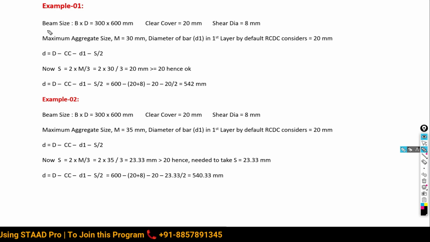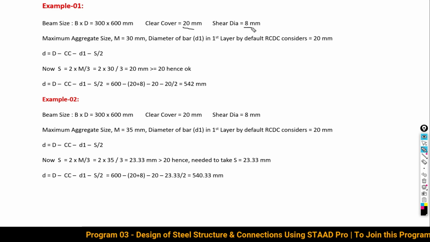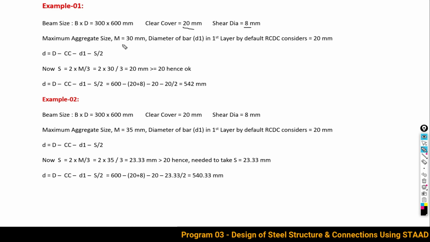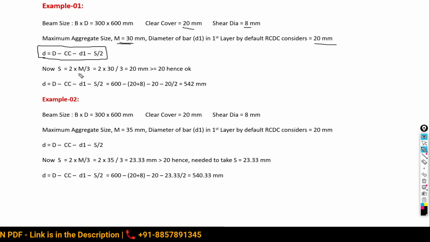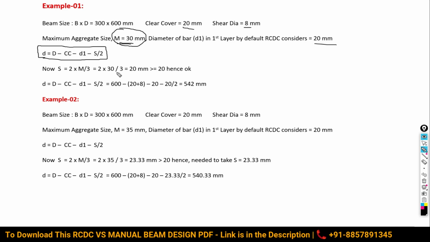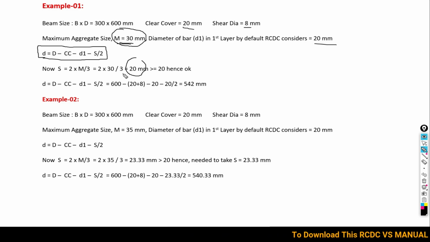So here, example first, where the beam size is 300 by 600, clear cover I am going to consider as 20 and shear dia I am going to consider 8 mm. So maximum aggregate size is 30 mm and diameter of the first layer bar is 20 mm. Now the basic formula for calculating the effective depth by RCDC is this one. Now S is equal to 2 times maximum coarse aggregate size, here considered as 30 mm, divided by 3. So the value comes out to be 20, which is not less than and not greater than 20. It is exactly 20.